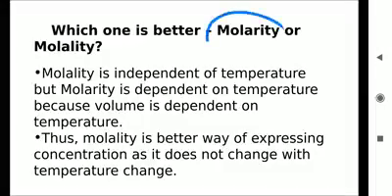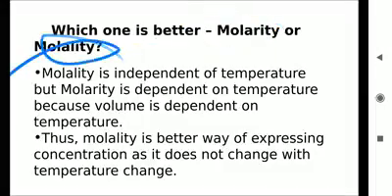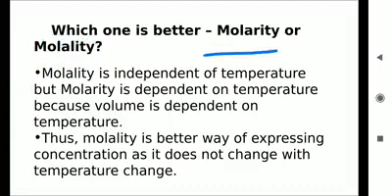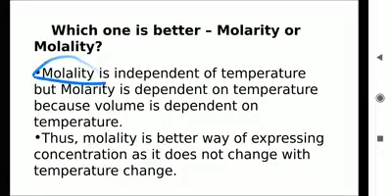Now which way of expressing concentration is better, molarity or molality? Molality is independent of temperature. Why? If you remember the formula, molality is equal to moles of solute upon mass of solvent in kg. So it is independent of temperature, since mass is independent of temperature.